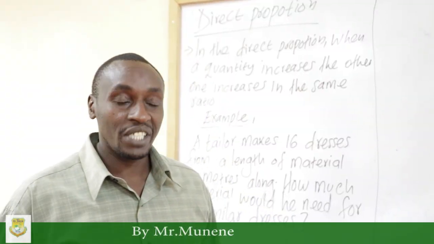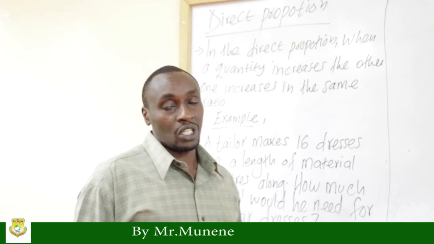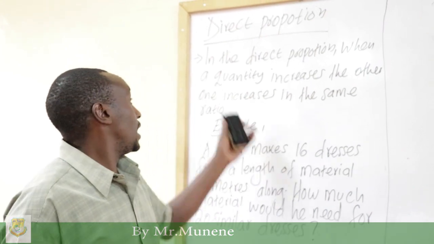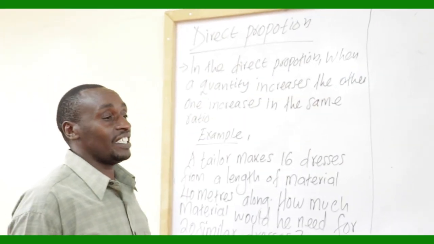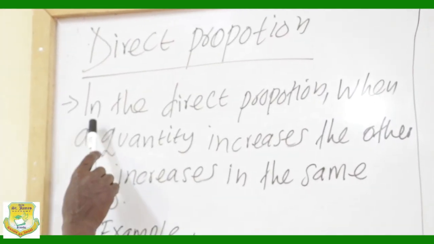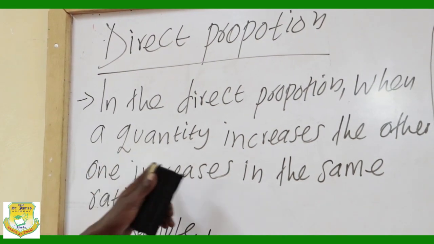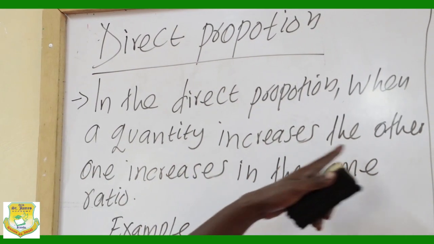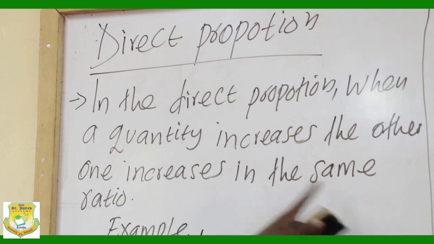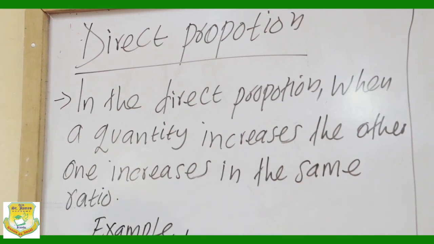Yes, welcome my viewers. Today we are going to look at direct proportion. As you can see here, there is an explanation of direct proportion. We are told that in direct proportion, when a quantity increases, the other one increases in the same ratio. So we are given examples here.